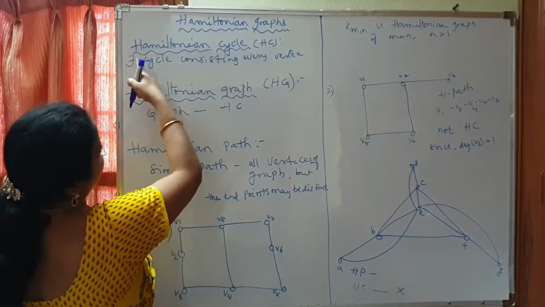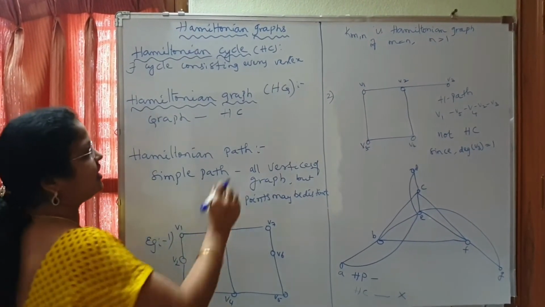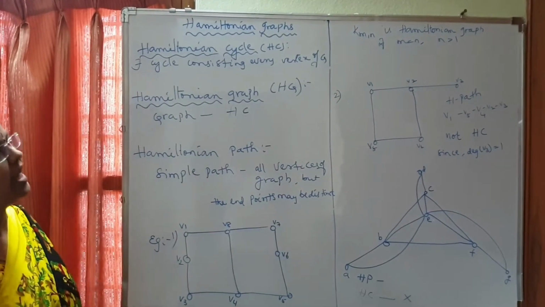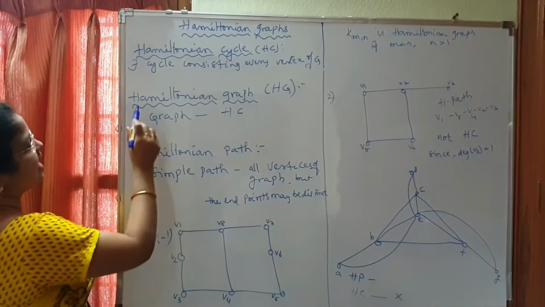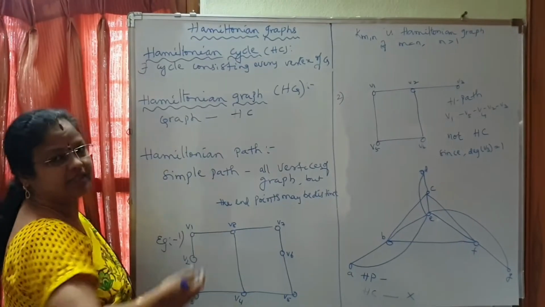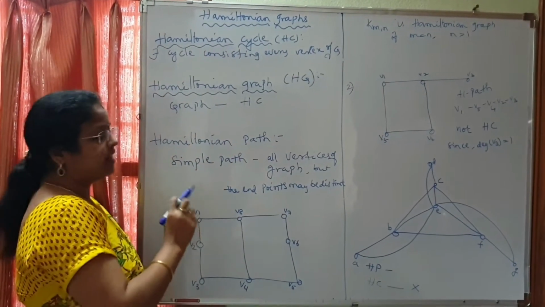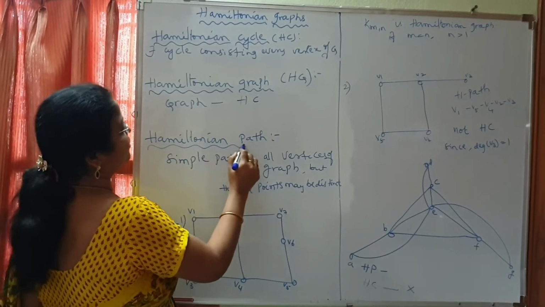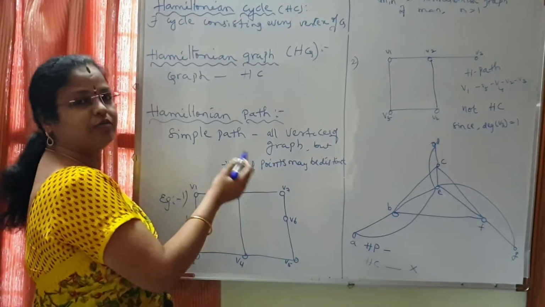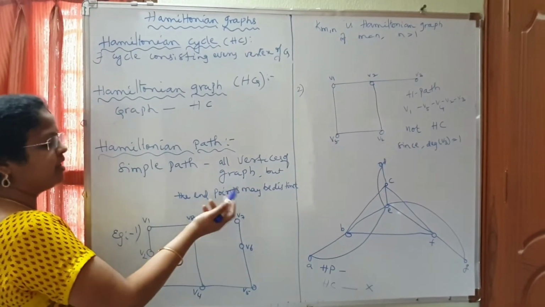Now a graph is said to have a Hamiltonian cycle if there exists a cycle consisting of every vertex of the graph. Then we call that a Hamiltonian cycle. Next, Hamiltonian graph. A graph which has a Hamiltonian cycle, we call a Hamiltonian graph. Next, Hamiltonian path. It is a simple path where all the vertices of the graph must be included in the path, and the endpoints may be identical or they may be distinct.